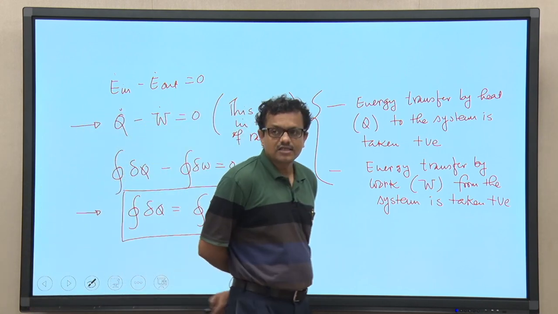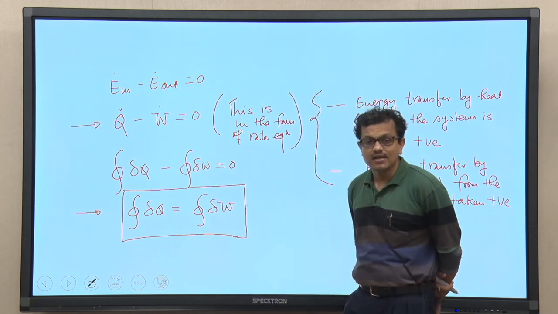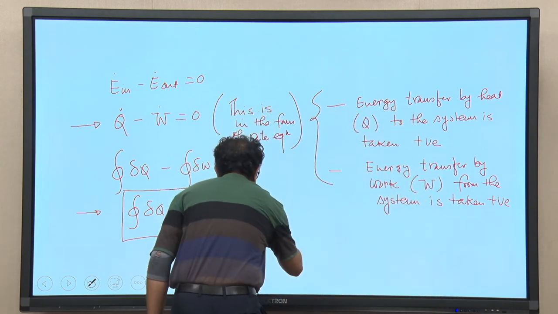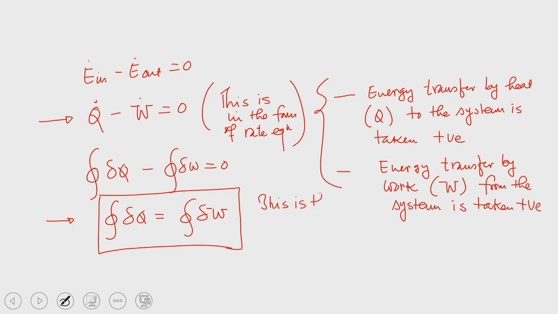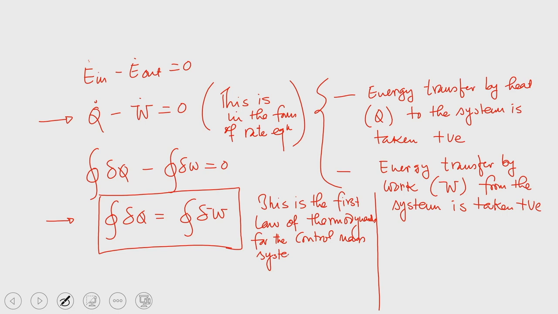Okay. So, this is basically the expression of the first law of thermodynamics for the control mass system undergoing a cyclic process. Let us write. This is the first law of thermodynamics for the control mass system undergoing through a cyclic process. I am underlining these two words, cyclic process.